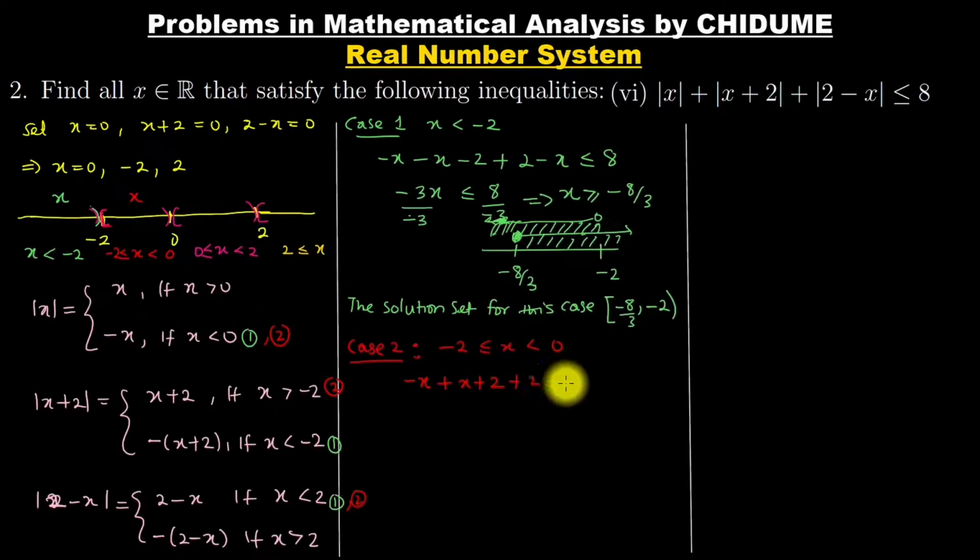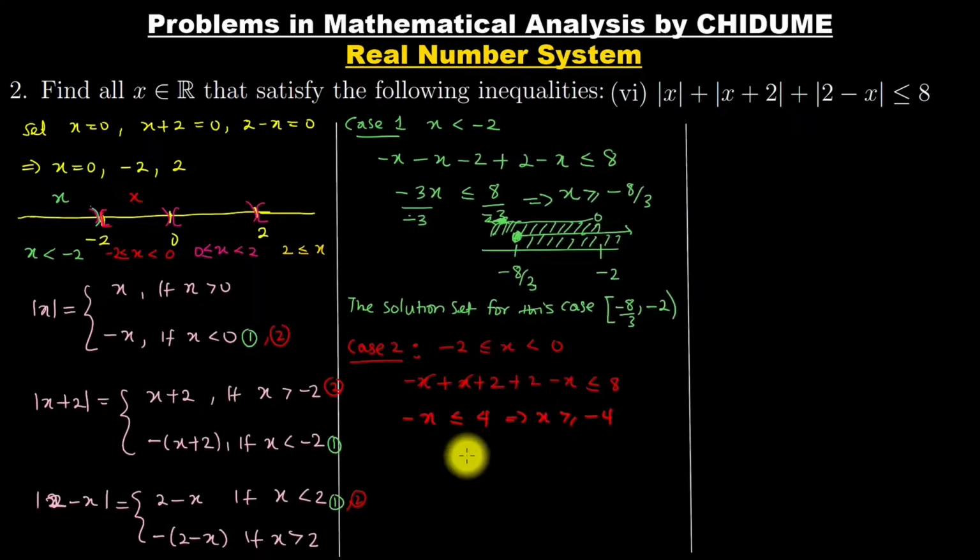2 minus x to be less or equals to 8. And if I should solve this, negative will cancel out, then that means I will have this negative x to be less or equals to 8 minus 4, which will give us 4. So that means that's what? My x is greater or equals to negative 4.